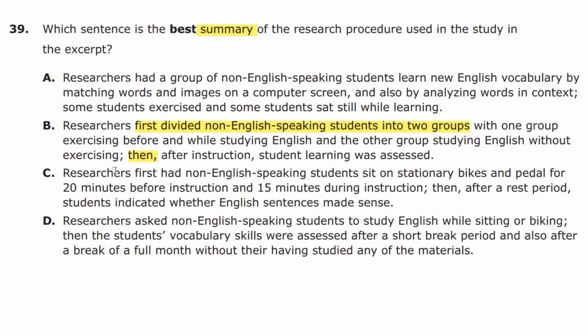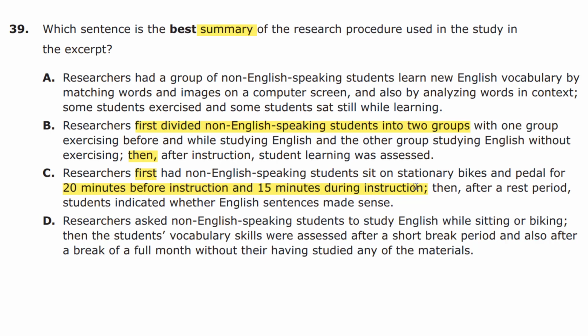C, researchers first, okay, we got a first, had non-English speaking students sit on stationary bikes and pedal for 20 minutes before instruction, 15 minutes during instruction. Okay, note this is too much detail. It's not important that they biked for 15 minutes or 20 minutes. That is not a summary. That's a detail. So that's probably going to make C wrong. Then after a rest period, students indicated whether English sentences made sense. Well, that's not all they did. They took a vocabulary test too. So we have missing items. We have too much detail, not a summary of the key points. Although this one is in order.